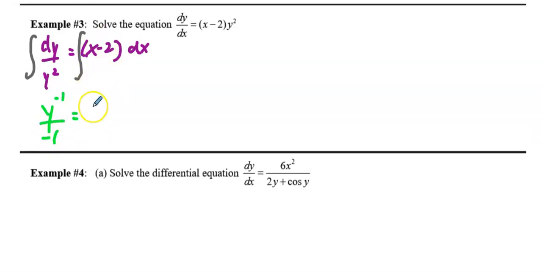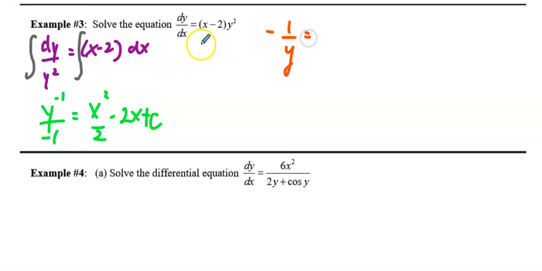And then we're going to integrate the right side here, and we're going to get x squared over 2 minus 2x plus c. Now this question has no initial condition, so we're just going to leave c alone and play with it a little bit. So let's continue on with this problem and just simplify the left side. It's just negative 1 over y. And then this side here, again, we'll just leave it alone and just do 1/2 x squared minus 2x plus c.